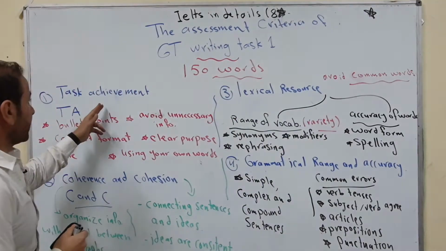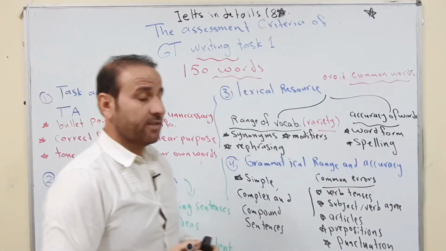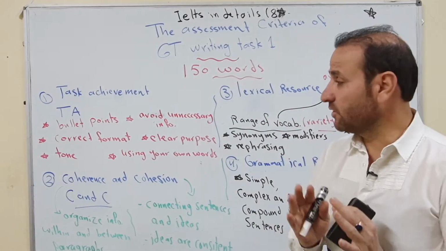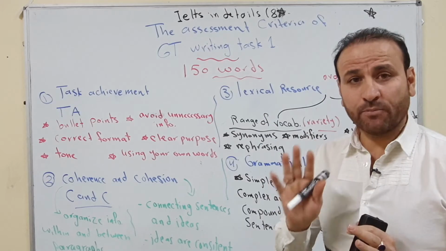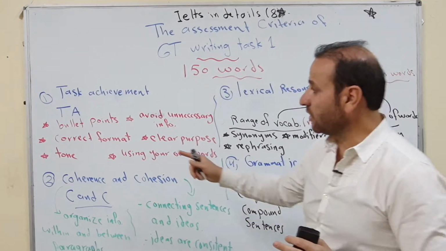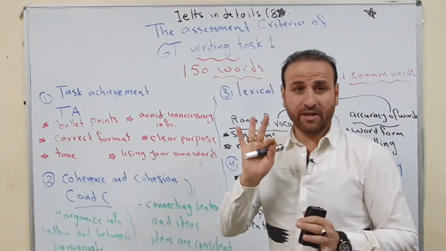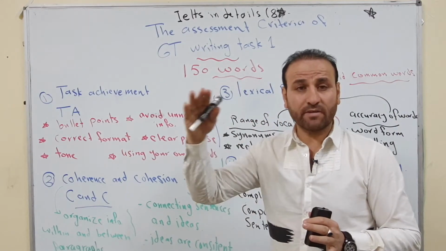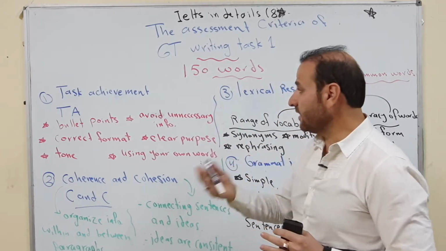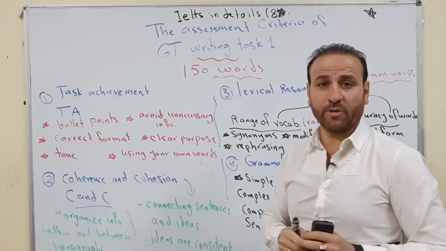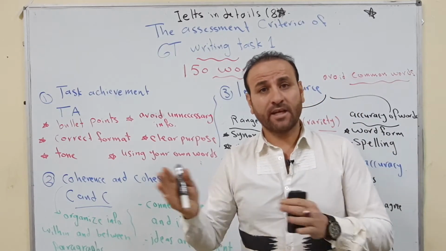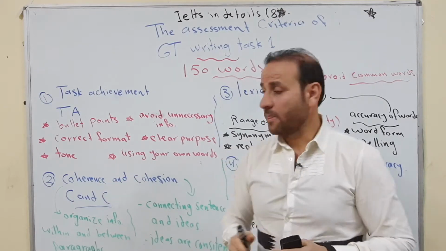First one is task achievement. In task achievement, there are many elements. What do we mean by task achievement? We have to take into consideration some points which are very important to understand. First of all, we have to cover the bullet points. There are 3 bullet points. We have to cover them all. لازم أغطي كل هذه النقاط الثلاث. The second thing, avoid unnecessary information. Don't try to write more about one point, as that will affect the other points.